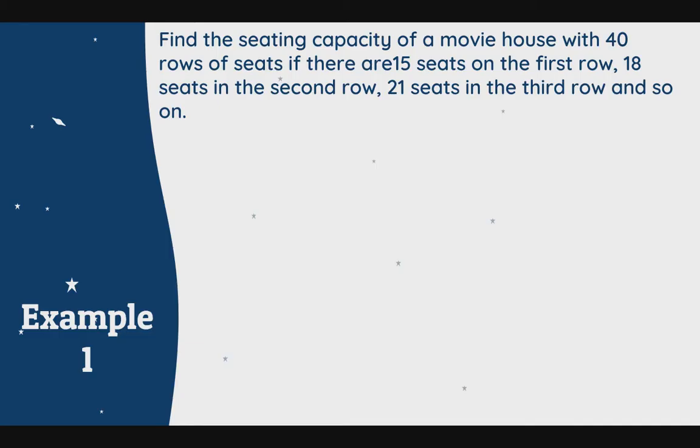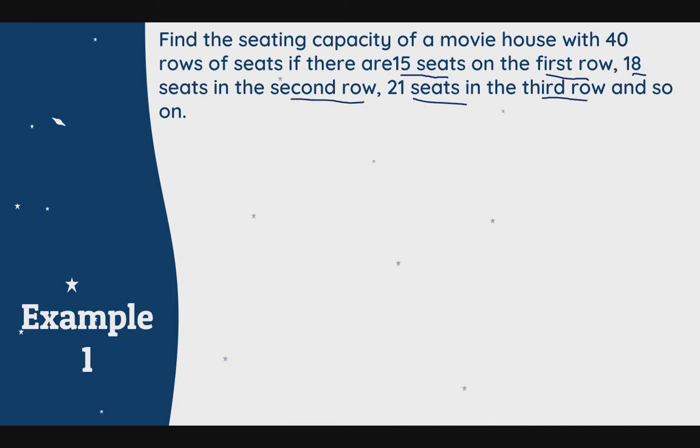Example number 1. Let's read the problem first. Find the seating capacity of a movie house with 40 rows of seats if there are 15 seats on the first row, 18 seats on the second row, 21 seats on the third row, and so on. If you are familiar with a movie house wherein the number of seats increases in each row, then imagine this one, wherein we have 15 seats on the first row, 18 seats on the second row, 21 seats on the third row, and so on.